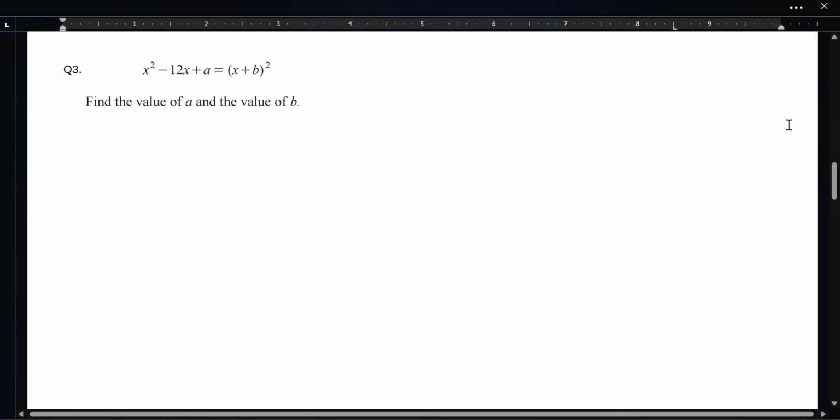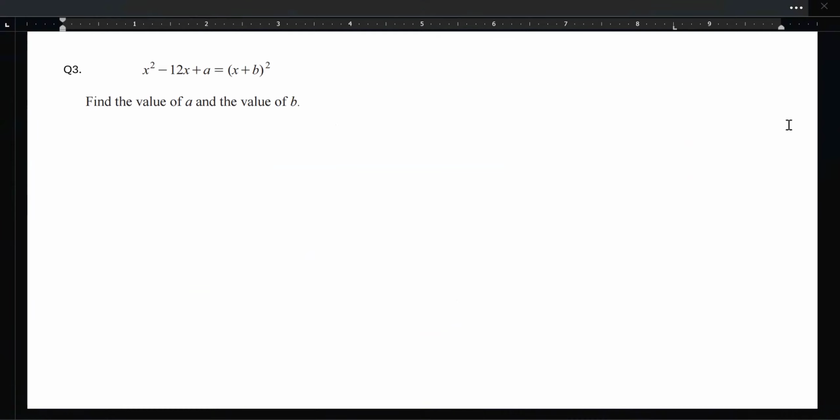Again, we have an algebra question. They ask you about the two sides of the equation and they tell you to find a and b. But we cannot find a and b until we are in the same format. On the left-hand side, x squared minus 12x plus a. But on the right-hand side, I can see a bracket with power 2. I can write this bracket 2 times.